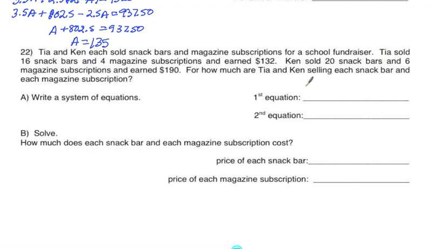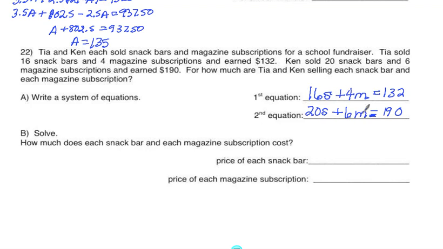So Tia sold 16 snack bars, so this is going to be my first equation. So 16 snack bars, and I'm just going to use an S for that. It's not a 5. So 16S plus 4 magazine subscriptions, so that's M, and earned 132, so equals 132. And then Ken sold 20 snack bars, so he's 20S, and 6 magazine subscriptions for a total of 190. Just waiting for it to catch up to me. Okay, 190. So that's an equal sign.